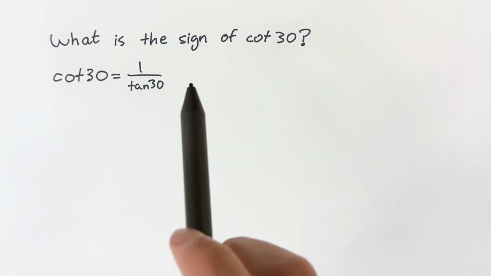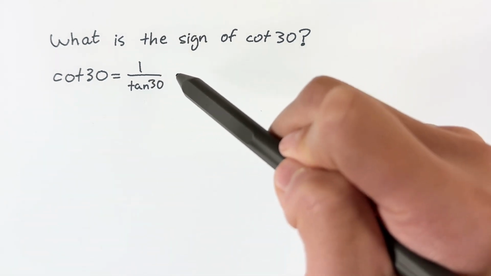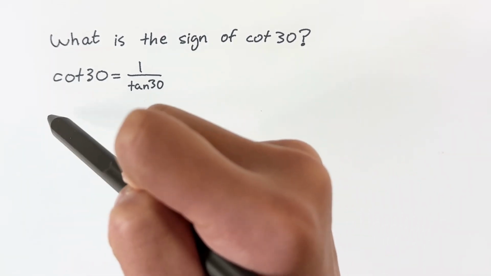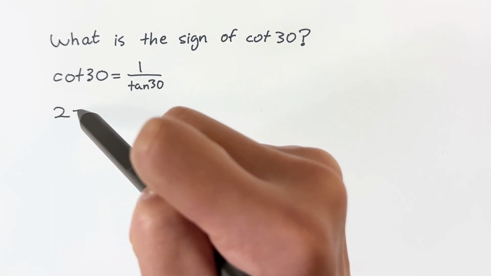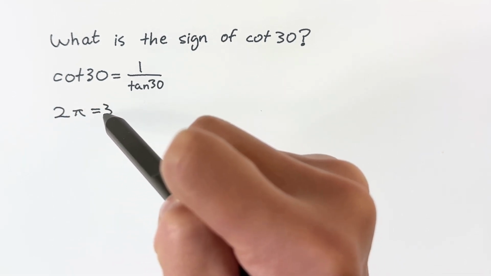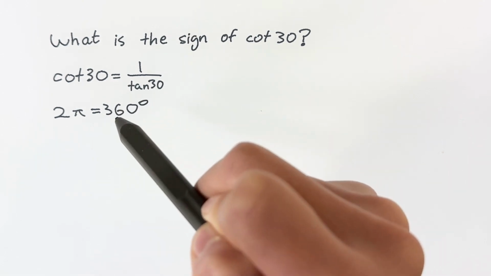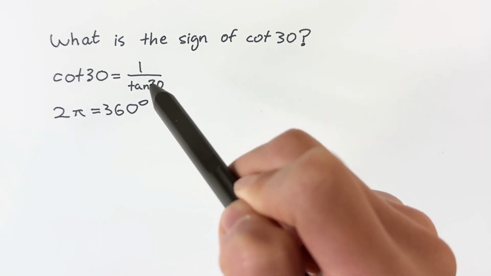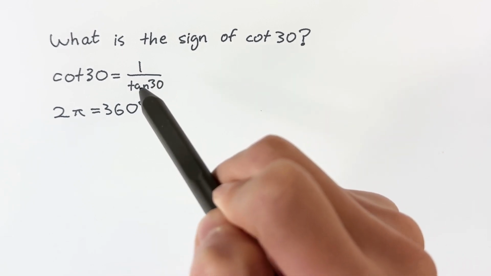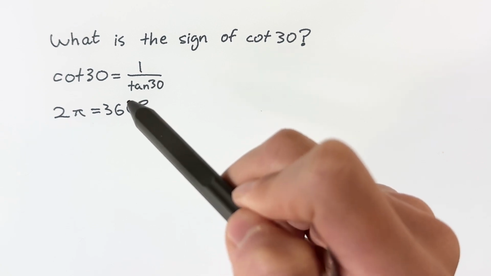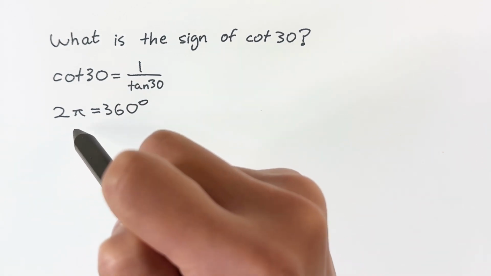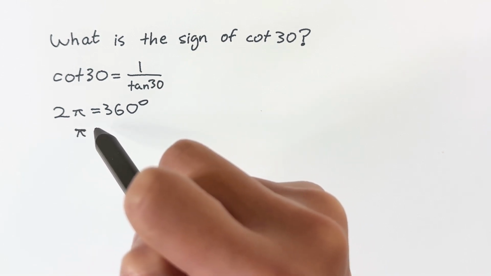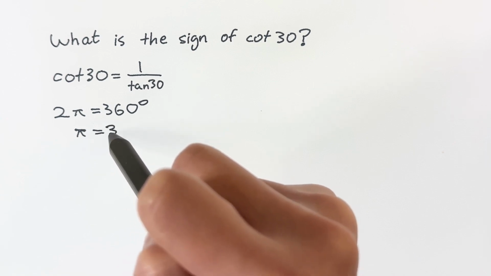However, we're not sure how to do that. The conversion factor from radians to degrees is 2 pi equals 360 degrees. For 30 radians, first of all, we notice that pi, what is the value of pi? Pi equals 3.14.